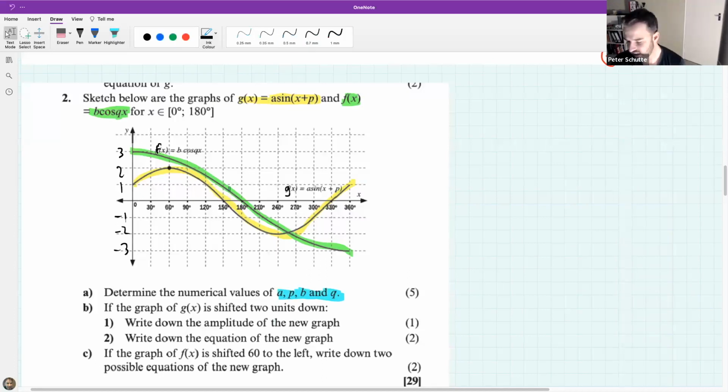So you're given a sine graph, which is the yellow one, and it seems to have two changes or two transformations. You have the f of x, which is a cos graph with two transformations. Work out for me the value of A, P, B, and Q.